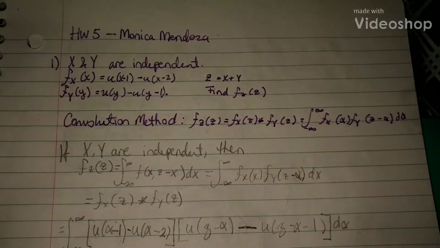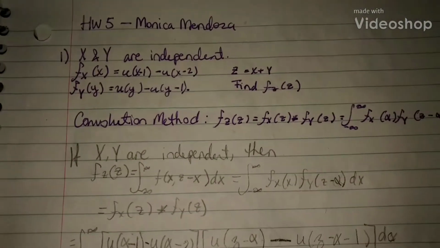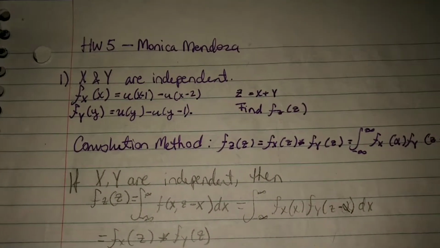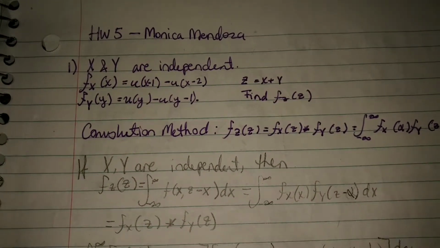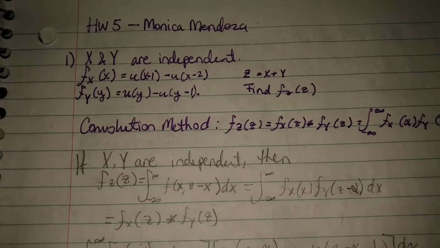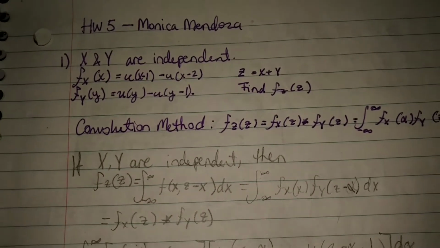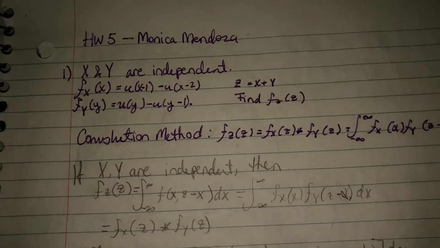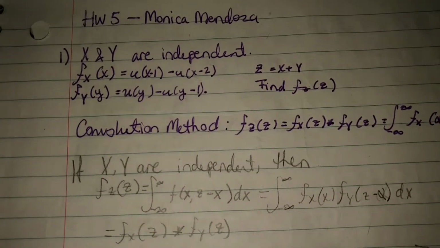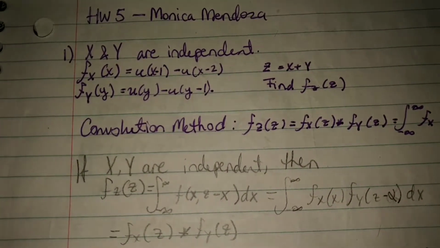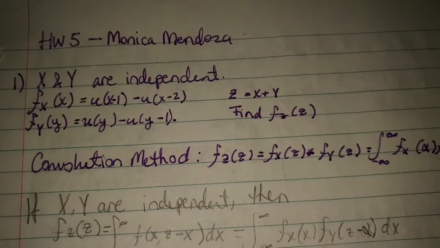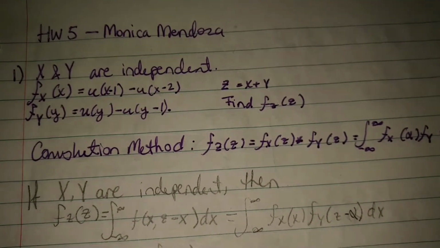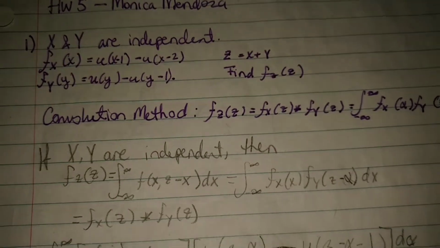This is the answer to homework 5, number 1. We're given that X and Y are independent, that the density of X is equal to u(x-1) minus u(x-2), and f_Y is equal to u(y) minus u(y-1), and Z is equal to X plus Y, and we need to find the density function of Z.